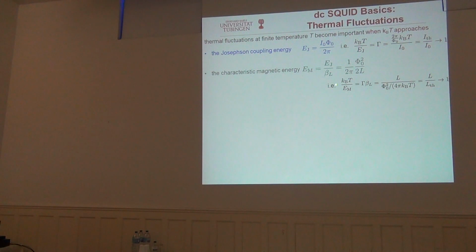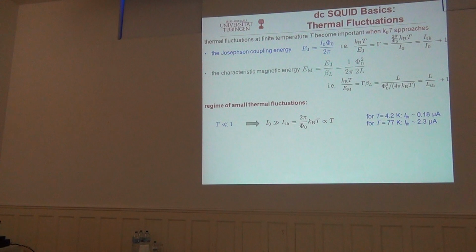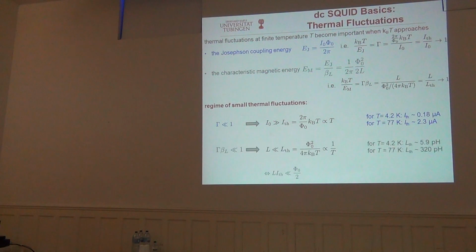And if you plug in this definition, you find that this is nothing else than your noise parameter gamma times beta L. You can also write this as the ratio of the inductance divided by a thermal inductance, as we did for this condition here, where we write gamma as the thermal noise current divided by I naught. So if this ratio approaches 1, you have strong thermal fluctuations. So if you want to operate in the regime of small thermal fluctuations, not only your gamma has to be small, I gave you already these values for the 2 different temperatures for the thermal current, but also the product gamma times beta L has to be small.